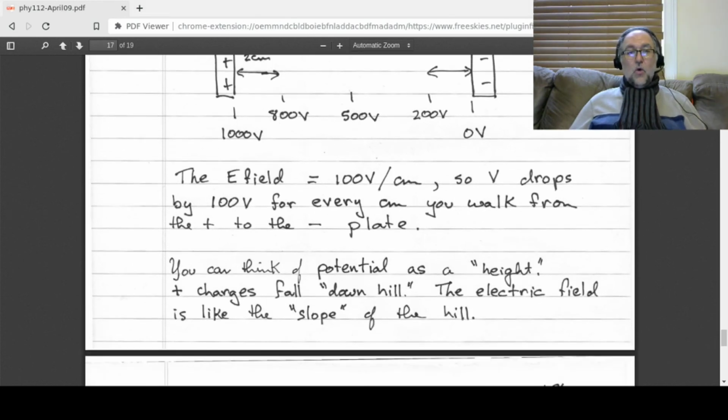So this actually leads to a very nice analogy, and you've actually heard me talk about the potential as potential difference or a potential drop. You'll hear people talking about this as a potential drop, and the reason is that you can actually think of potential as kind of like a height. A positive charge would want to go from high up to low. And so the potential is kind of like how high the positive charge is above the low plate, and the electric field is kind of like the slope of the hill.